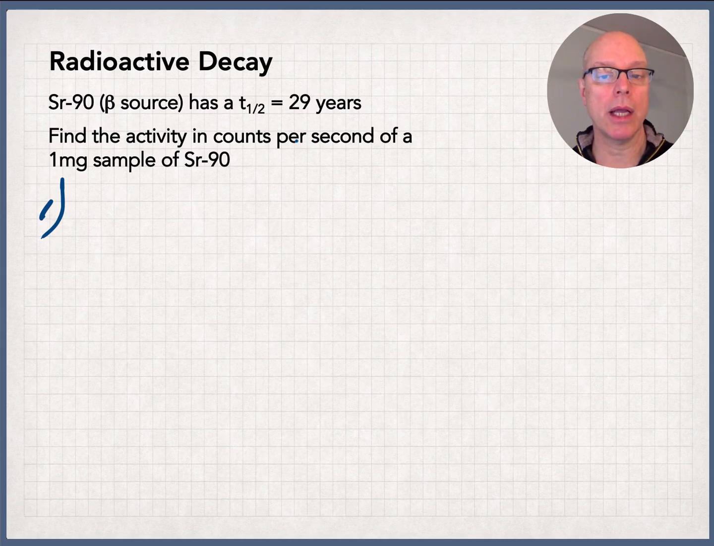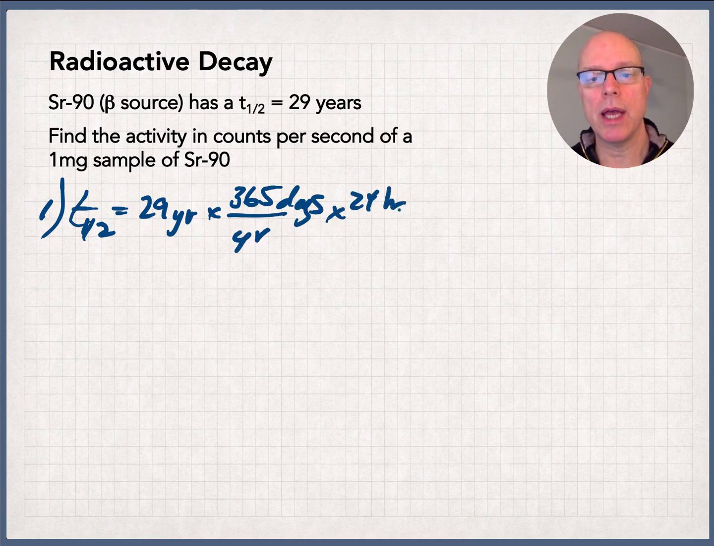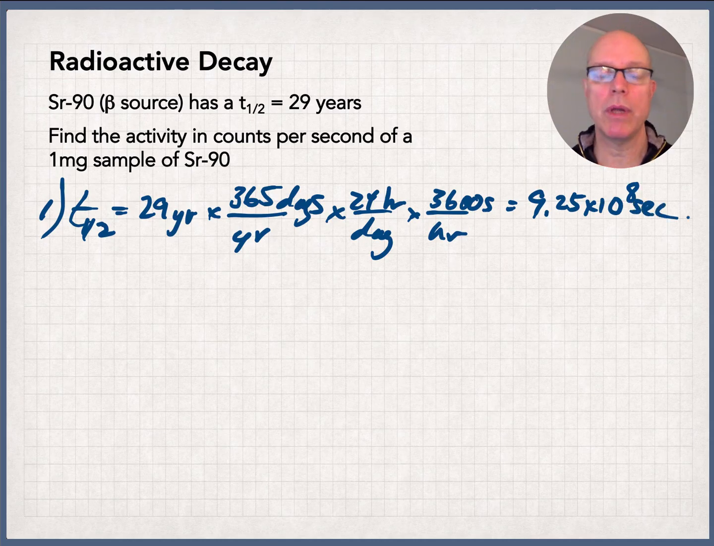If they want counts per second, our first job is to take the T1/2 and turn that into seconds. So I have 29 years, and I'm going to do what I need to do: 365 days in a year, 24 hours per day, and then 3,600 seconds per hour. I go and get my T1/2, and that turns out to be a lot, 9.25 times 10 to the 8 seconds for the T1/2, okay?